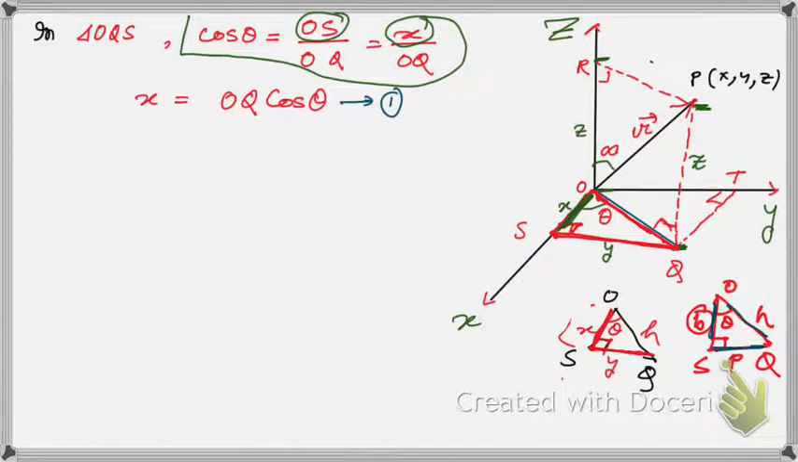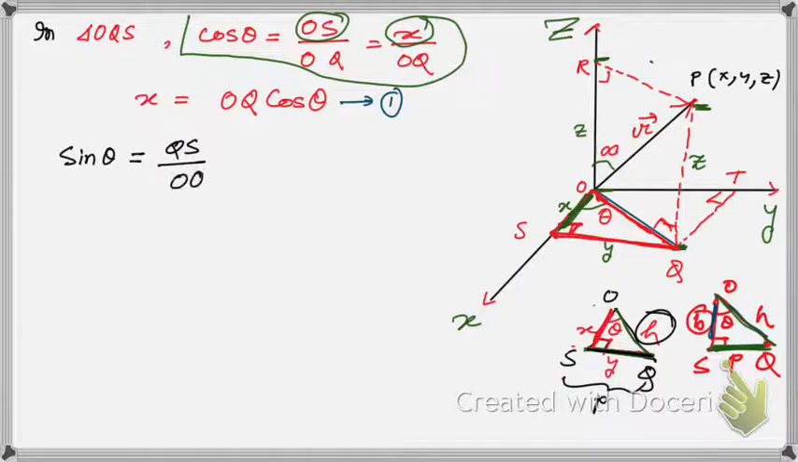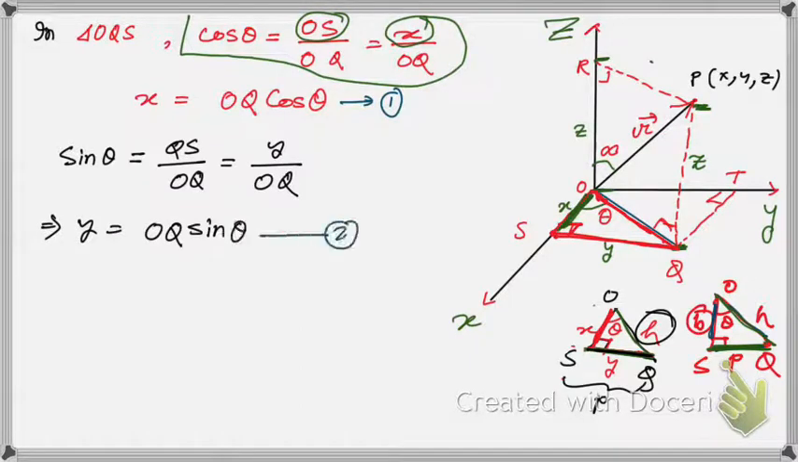Similarly, we can take sin theta, that will be perpendicular by hypotenuse. SQ is the perpendicular, the hypotenuse is OQ, so QS by OQ. The length of QS is Y, so Y by OQ we will get. So it implies Y equals OQ sin theta. That's equation number 2. Now in the triangle OPR, let me take this triangle OPR.